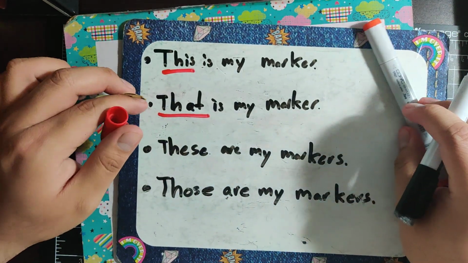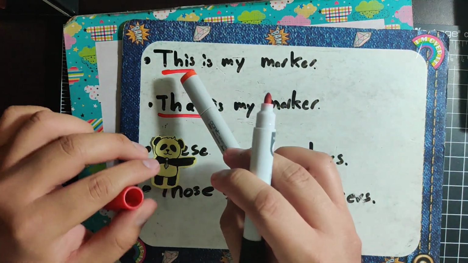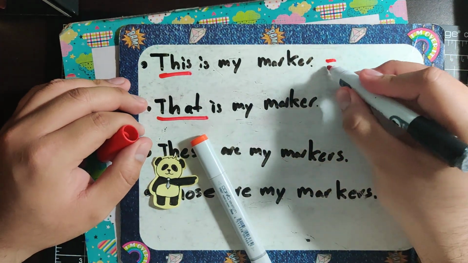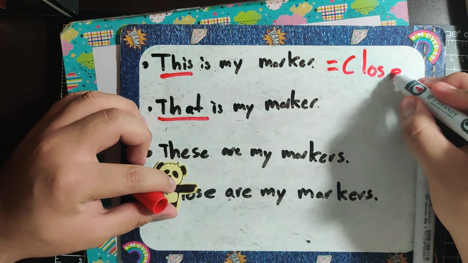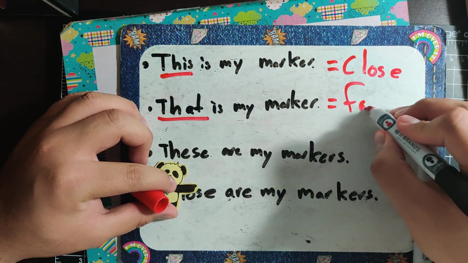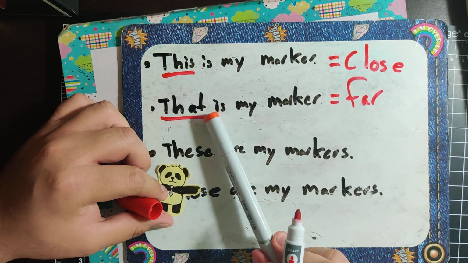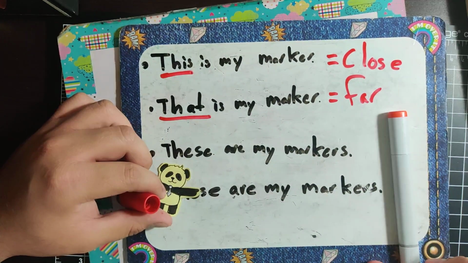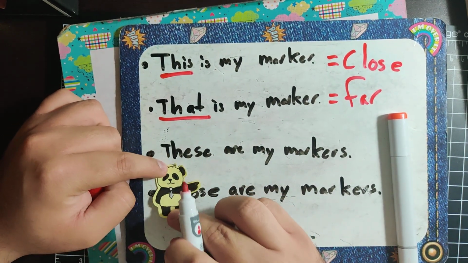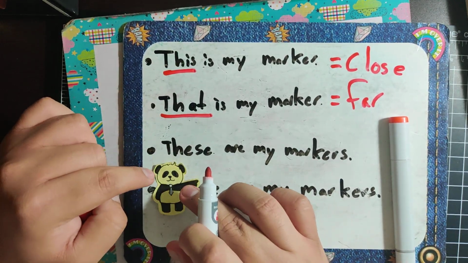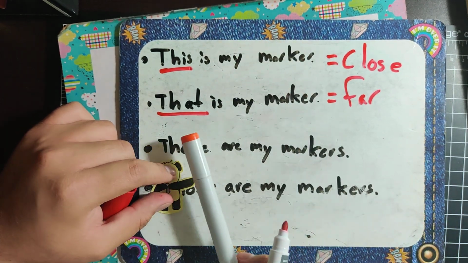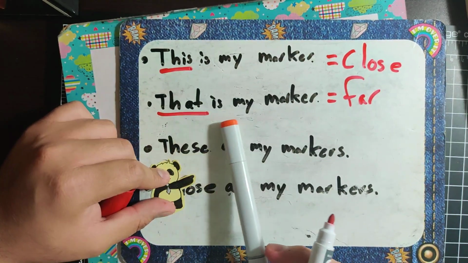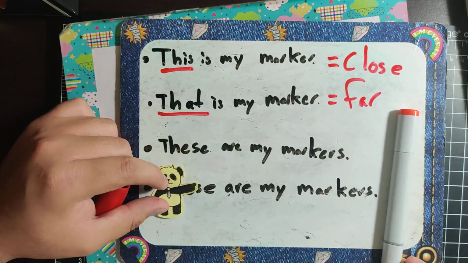So notice, we use this when it's close. We use that when it's far. Close, far. Think that we're talking about the panda. Estamos hablando del panda. Las posesiones del panda. The things for the panda. Okay? This is my marker. That is my marker. Okay?